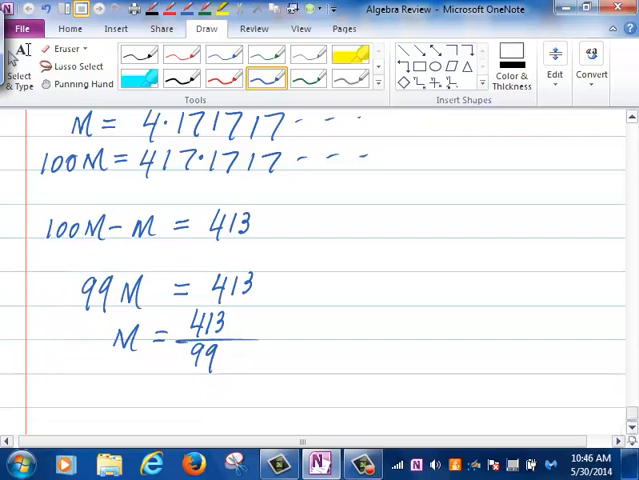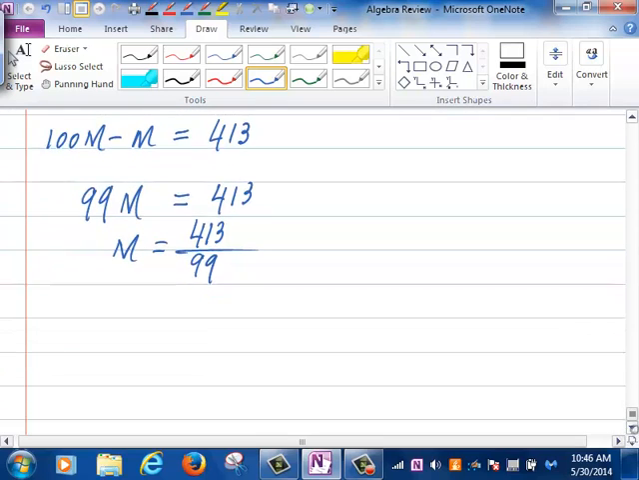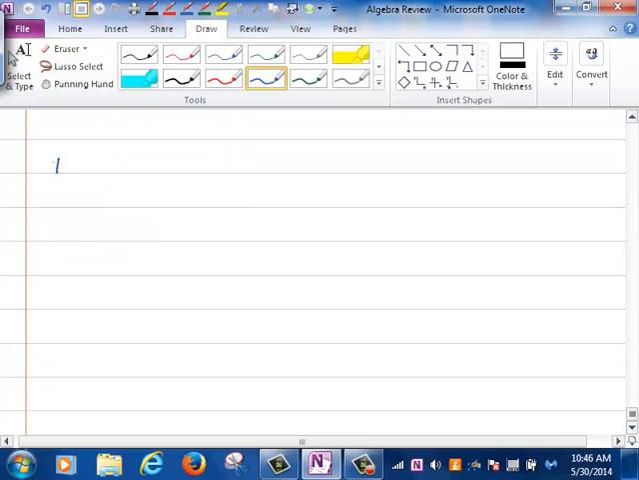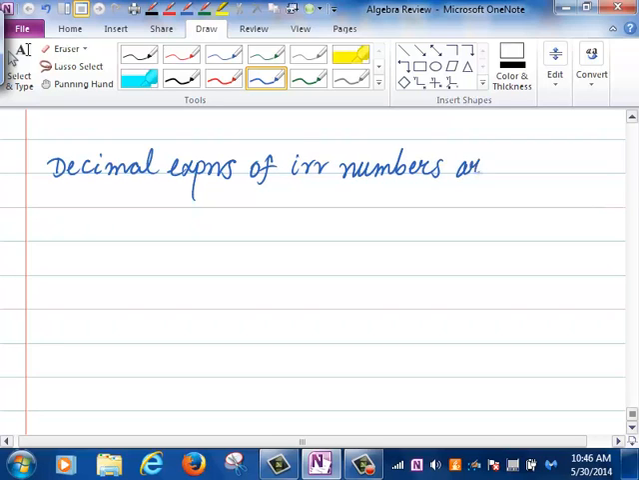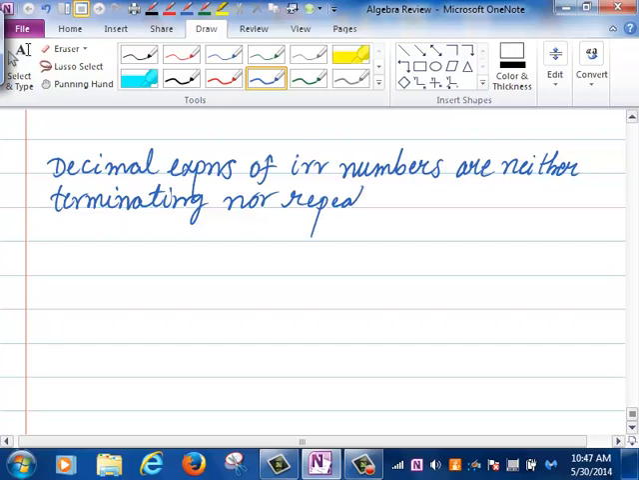Now, how about decimal expansions of irrational numbers? What happens with that? Decimal expansions of irrational numbers are neither terminating nor repeating. We just saw that if it is terminating or repeating, it's got to be a rational number. So irrational numbers cannot be one of those, right?